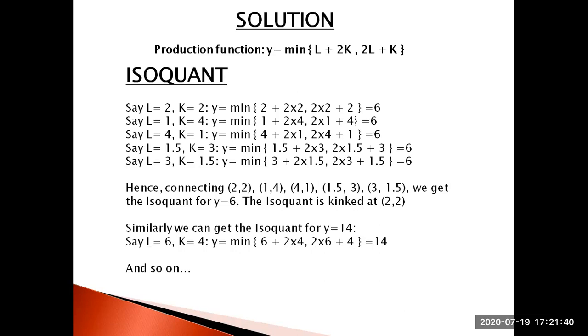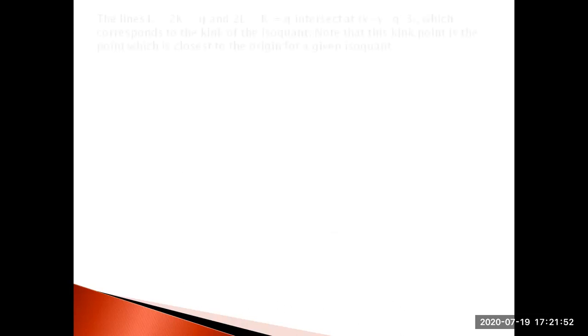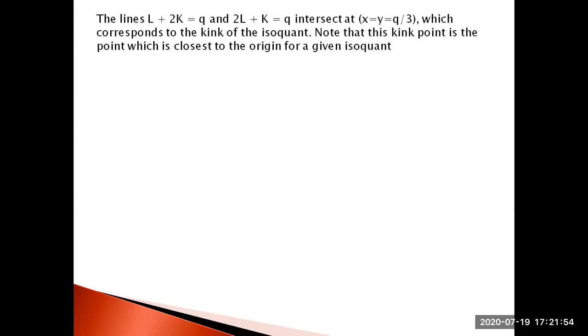Similarly, we can get iso-quants for y equal to 14, 12, whatever amount of output that you wish for, you can get an iso-quant for that particular amount of output. Now, the lines L plus 2K and 2L plus K are relevant in our production function. So as I know from the production function y equal to minimum of L plus 2K and 2L plus K, I will try to find out a diagrammatic representation of my iso-quant.